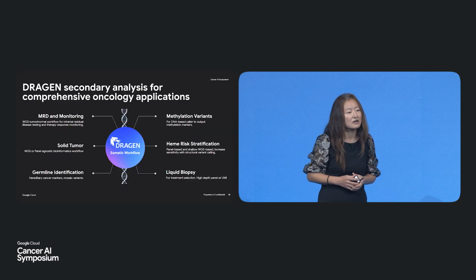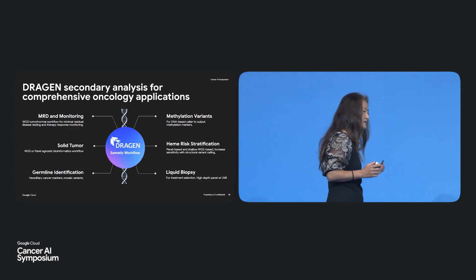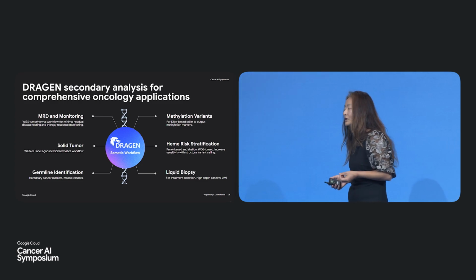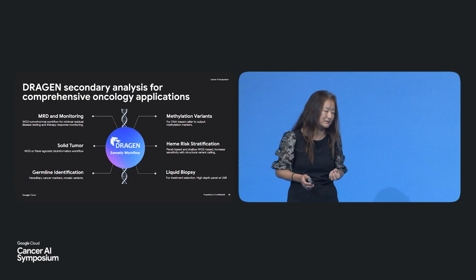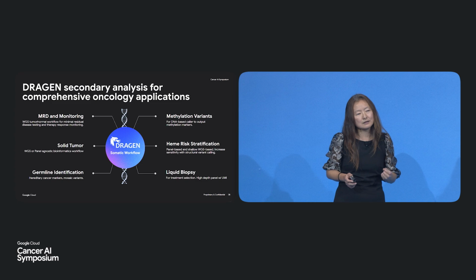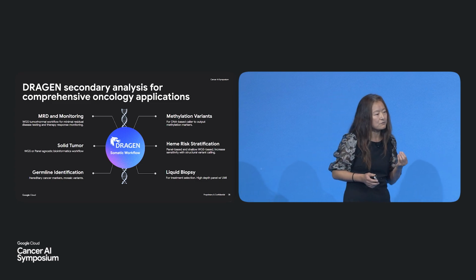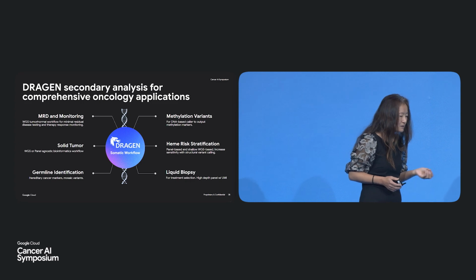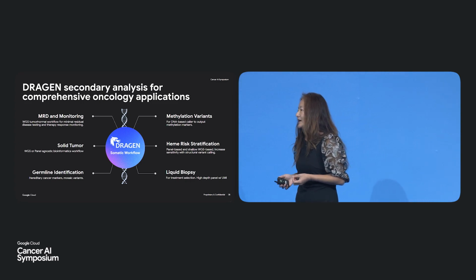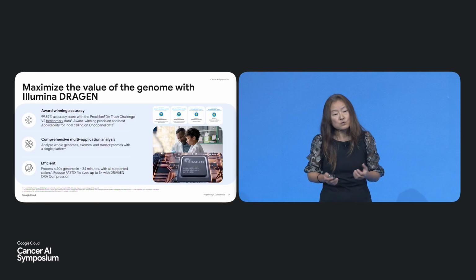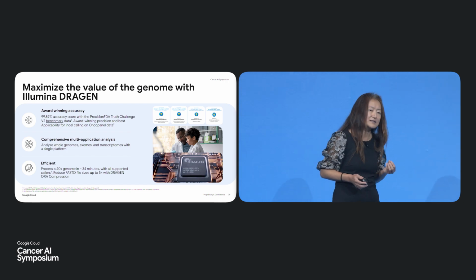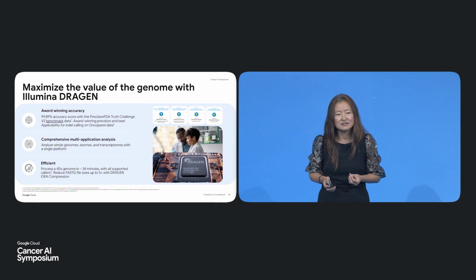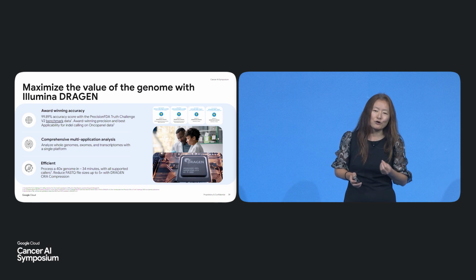Specifically for precision oncology, Illumina's Dragon supports secondary analysis for all common oncology applications, for therapy selection, for treatment monitoring, and for hereditary risk identification. Possibly more interesting to this crowd, our Dragon also supports data analysis for all advanced cancer research in the areas of epigenetics, pharmacogenomics, single-cell sequencing, proteomics, neoantigen identification, and more. Illumina Dragon is widely recognized as the most accurate secondary analysis today in genomics. It has won first place for best overall accuracy in the PrecisionFDA Truth Challenge 4 years in a row.